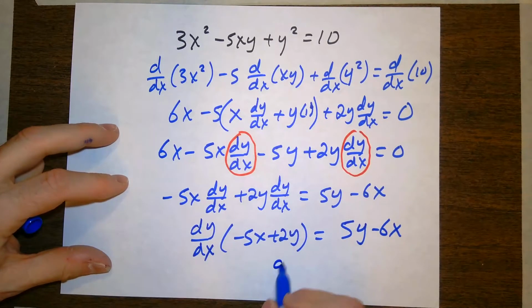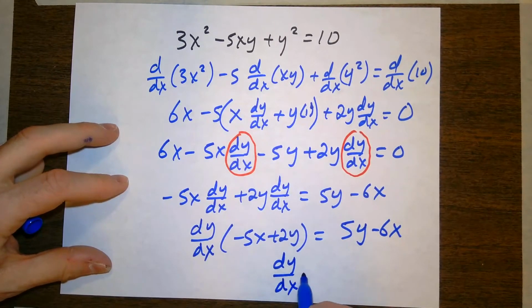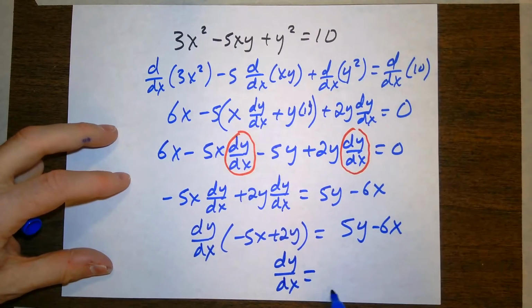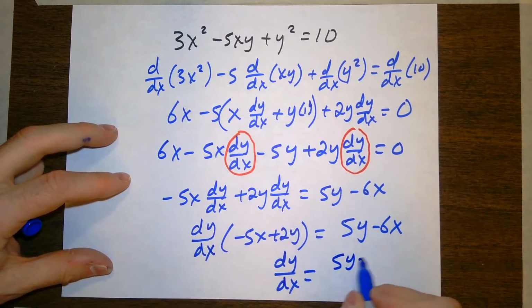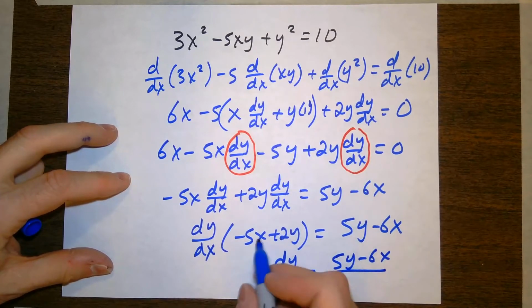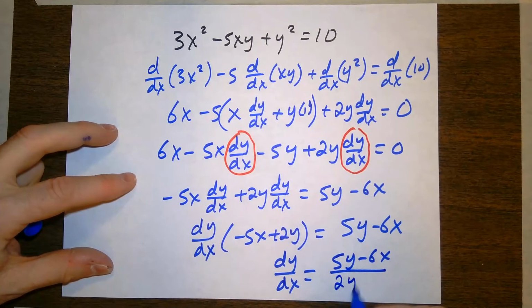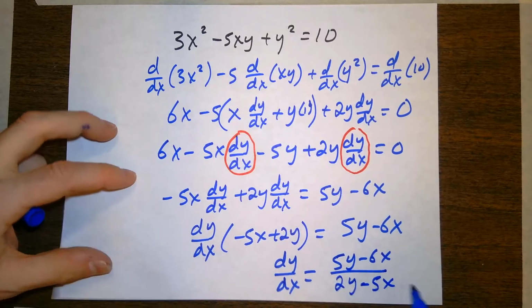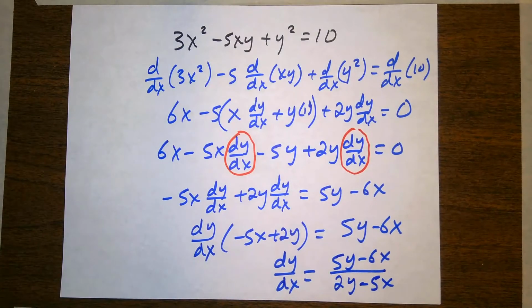So my final answer, dy/dx, the derivative of this equation, is (5y - 6x) over, and if I write this positive term first and then the negative term, 2y - 5x. So there it is, implicit differentiation.